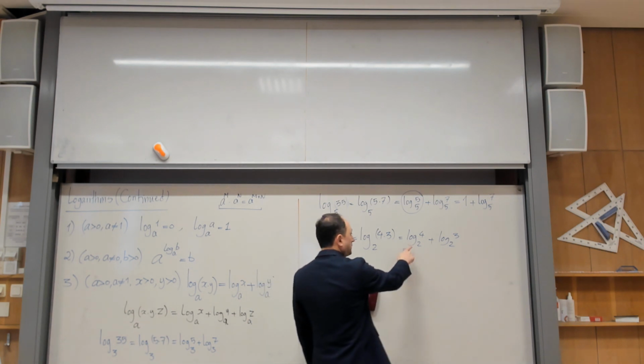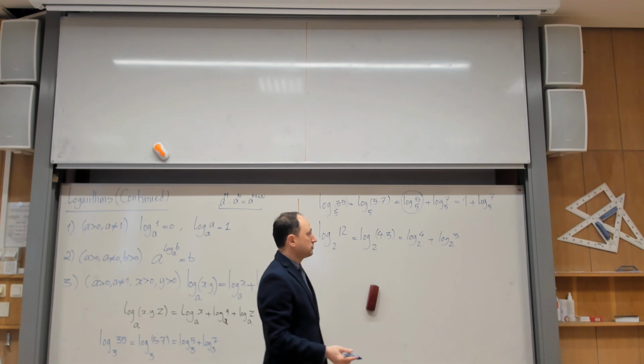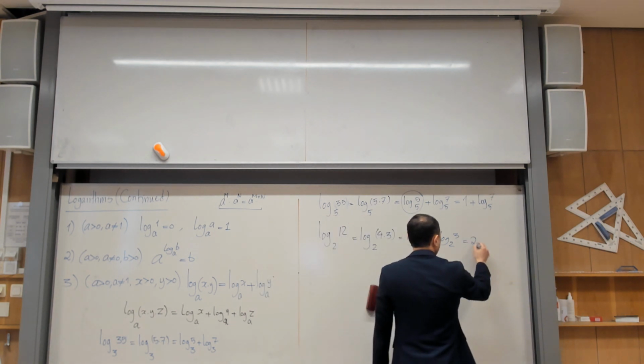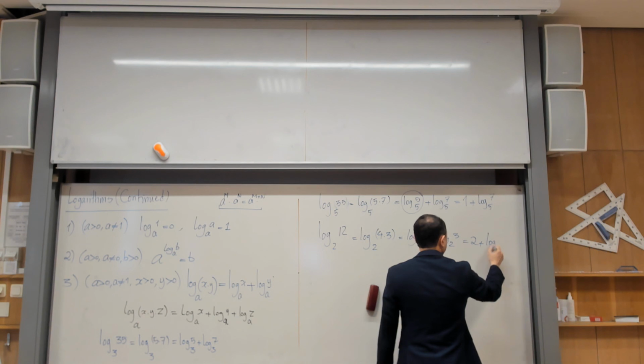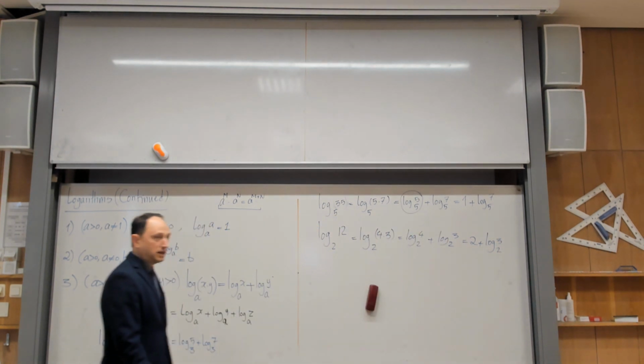And then this one I can do in my head, yes? Log of 4 in base 2 is what? 2. This becomes 2, but this one I have to live with. I have to write it. If I want to write exact values, I have to keep it as that.